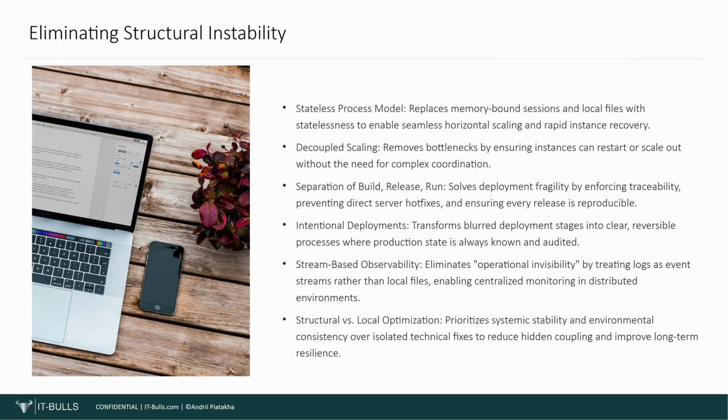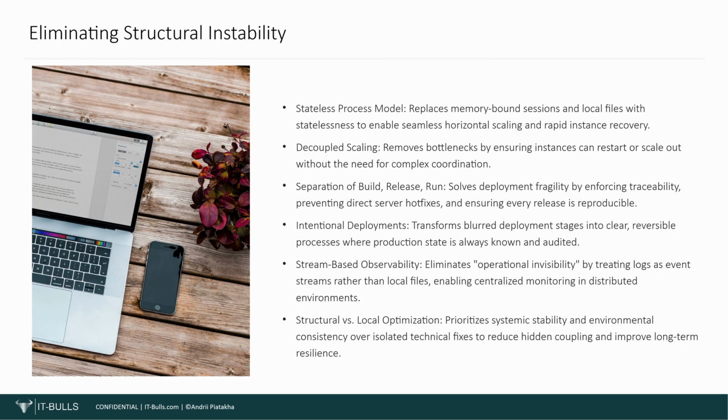Deployment fragility is also a systemic problem. When build, release, and run stages are blurred together, teams lose control over what exactly is running in production. Hotfixes are applied directly to servers. Reproducibility disappears. The separation of build, release, and run introduces clarity and traceability. Every deployment becomes intentional and reversible.